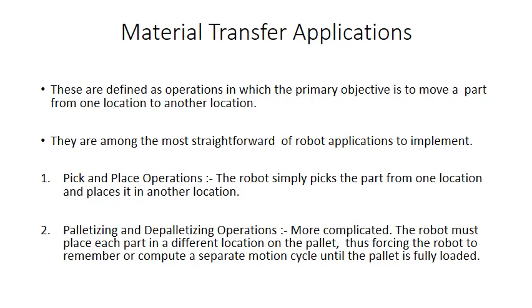There are two types. One, pick and place operations. The robot simply picks the part from one location and places it in another location. Two, palletizing and depalletizing operations. It's more complicated. The robot must place each part in a different location on the pallet, thus forcing the robot to remember or compute a separate motion cycle until the pallet is fully loaded.